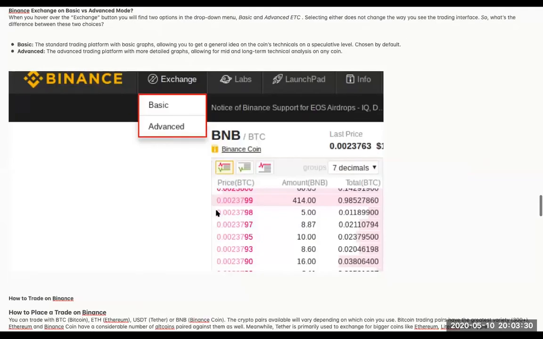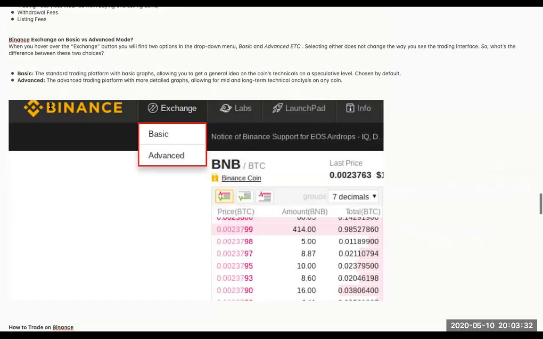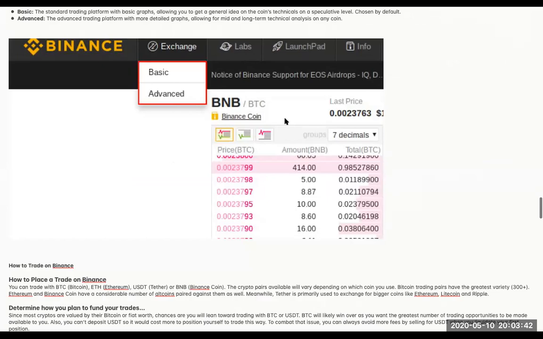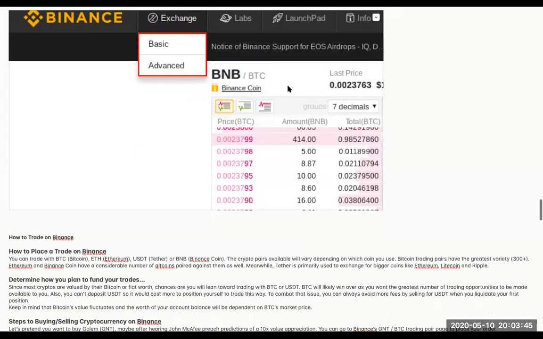Okay, so when you say advanced, it means the advanced trading platform with more detailed graphs, allowing for mid and long-term technical analysis on any coin. Okay, that's how it looks, basic and advanced.